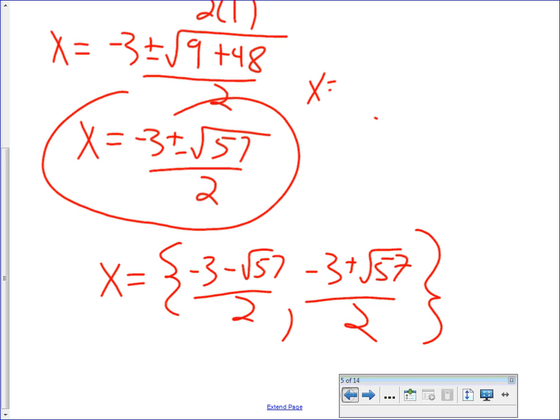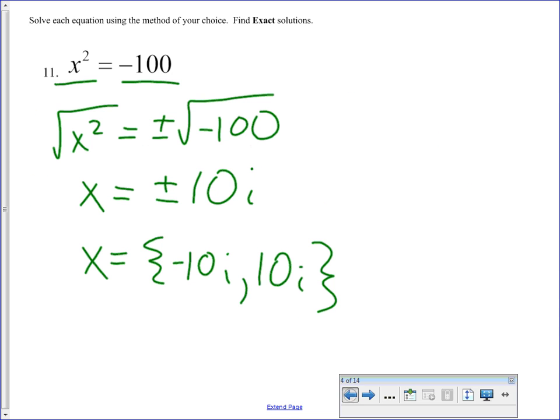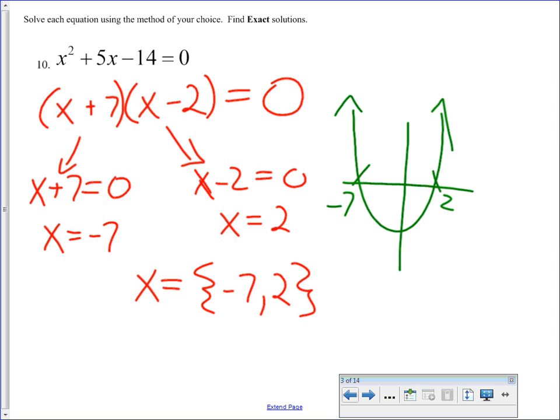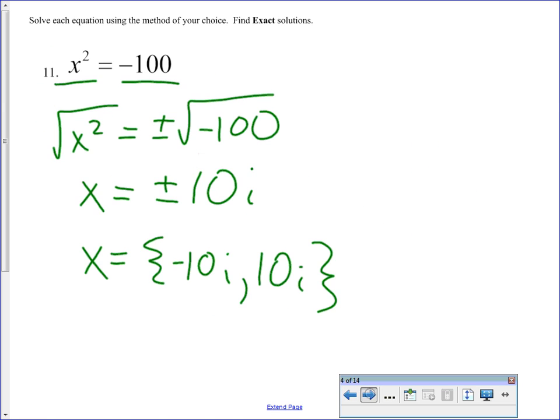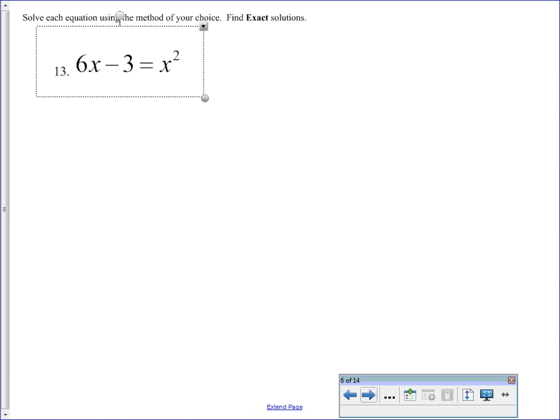As a note, I'm going to go back one problem, or actually two problems here. If I had used the quadratic formula on this problem, we would have gotten the right answers. We would have gotten negative 7 and 2. It's just it would have taken a lot of arithmetic to get there. But the quadratic formula would still give us the right answer.